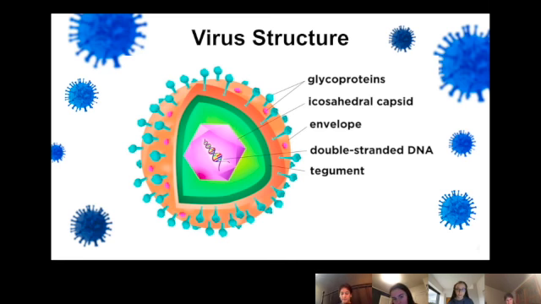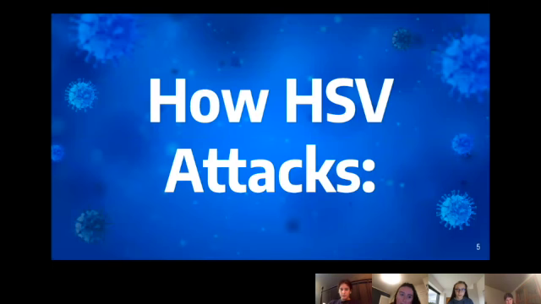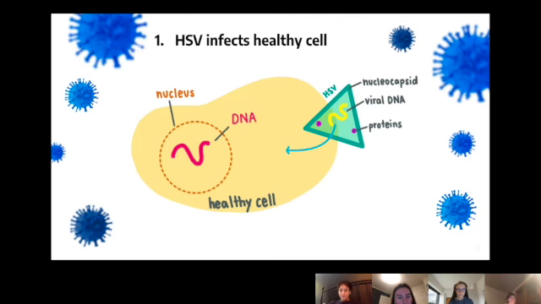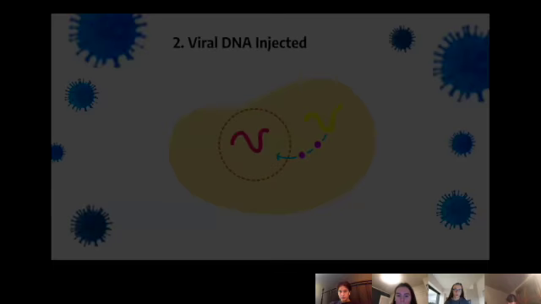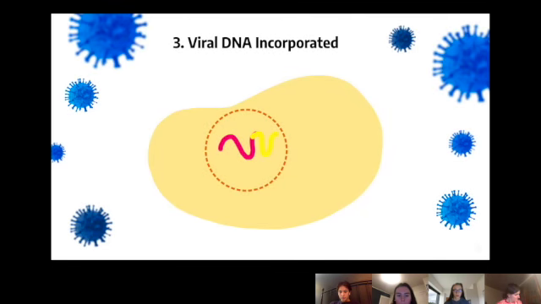So how does HSV attack cells in our body? First, the HSV infects our healthy cells. That cute little green thing is the herpes virus, and it has its own viral DNA, that yellow, and proteins which help it to infect the cells. The nucleocapsid outside helps the virus inject its DNA and proteins into the host cell.